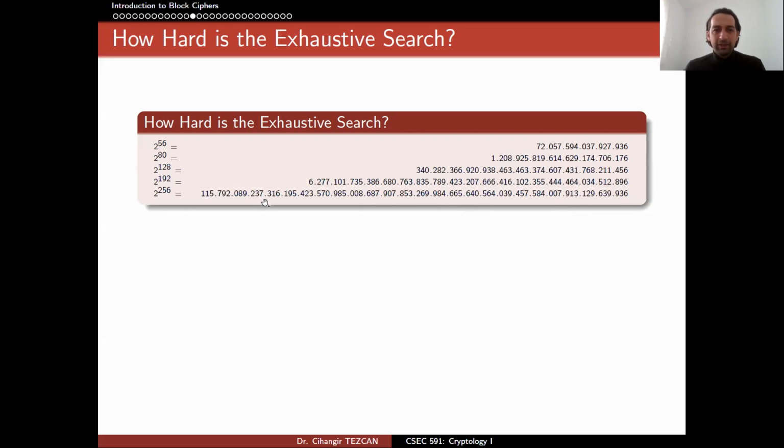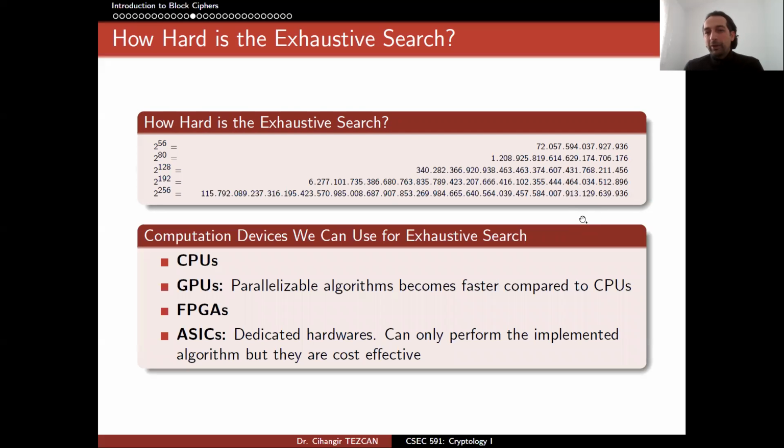And we are not assuming that anybody can perform this many operations. So how do you perform the exhaustive search attack? The easiest thing you can get a hold of is CPUs. Almost everybody has more than one computer now, laptop and desktop.